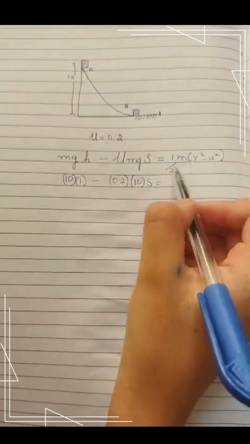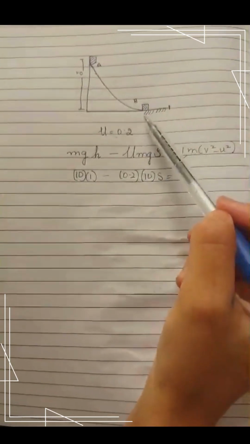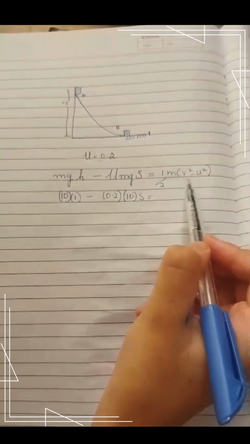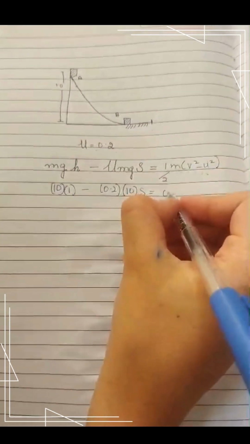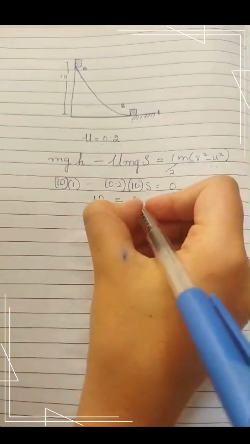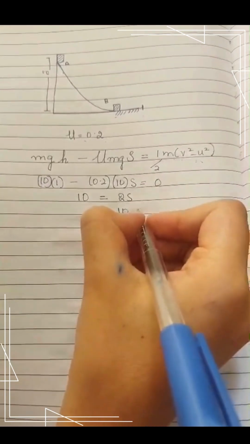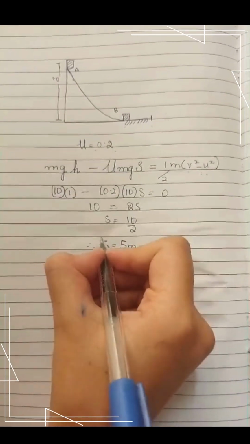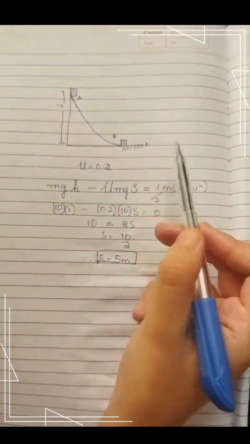Now when we talk about this change in kinetic energy, initially the block was at rest and finally the block is at rest. So v is going to be 0 in both of these cases. Since v is 0, the entire term becomes 0. So 10 equals 2 times s. s equals 10 upon 2, and s equals 5 meters. Hence, this block travels 5 meters on the rough plane before coming to rest.